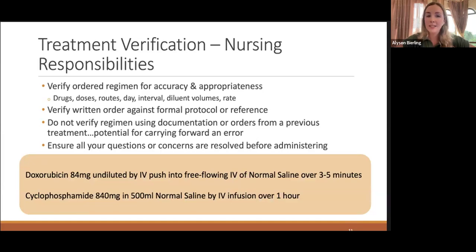And then if there are any questions or concerns, if there's any discrepancies between what the doctor ordered and what the formal protocol says, you want to make sure that you address those discrepancies before we move on to mixing the drug and administering the drug. All right, move on to the next slide.